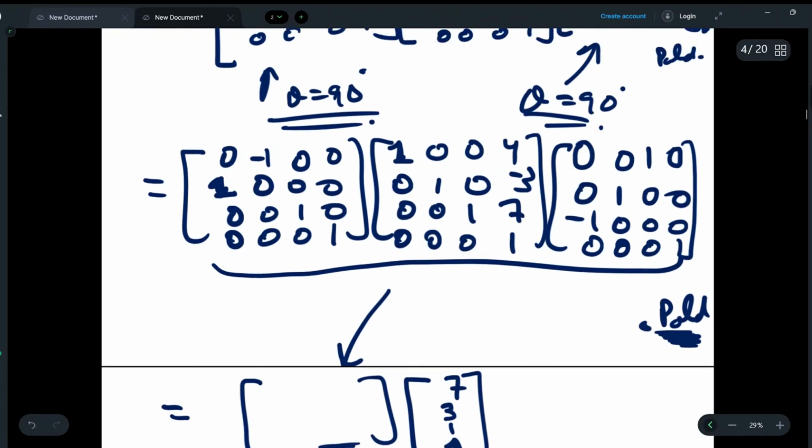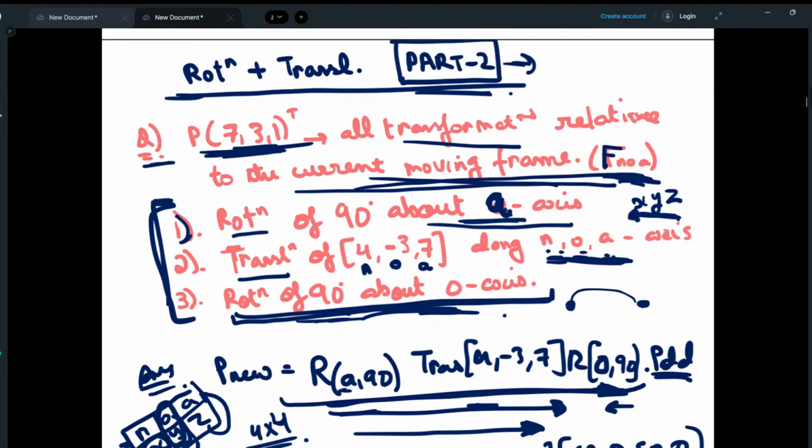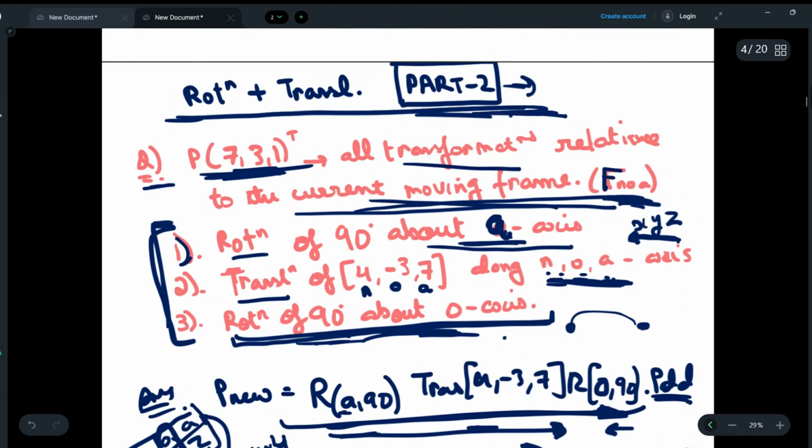And the important concept that we have to learn from this question is that whenever we are given a current frame NOA and we are doing the transformations, that is the rotation and translation, in that frame itself, that is along the N, O or A axis, then we will use the same order as given in the question for the matrices. Whereas if X, Y and Z had been here, then we would have used the opposite order as discussed in part 1 of this video. Please do watch part 1 in order to understand what has happened in this part.